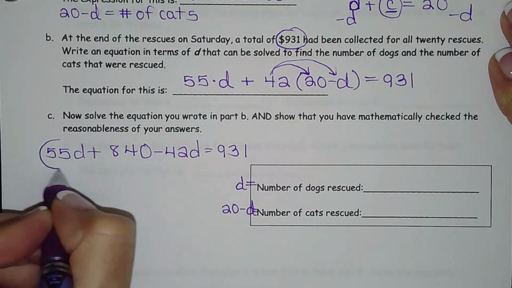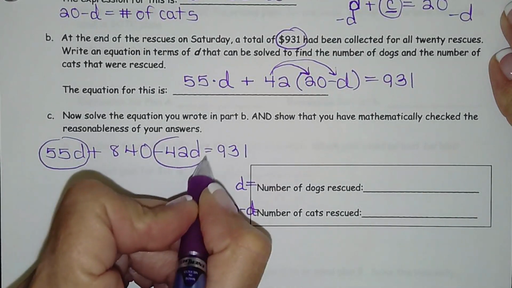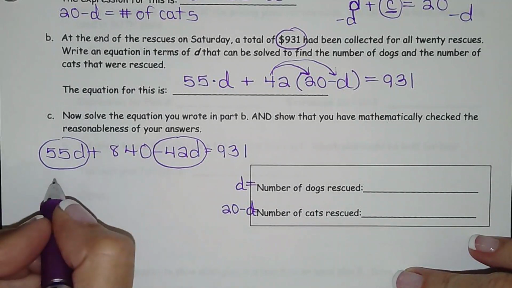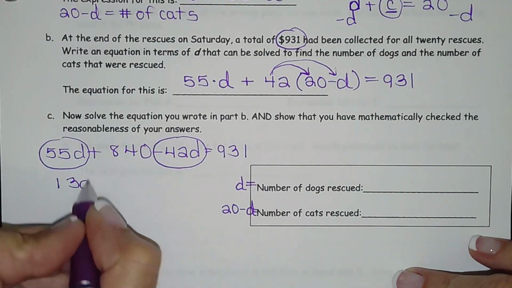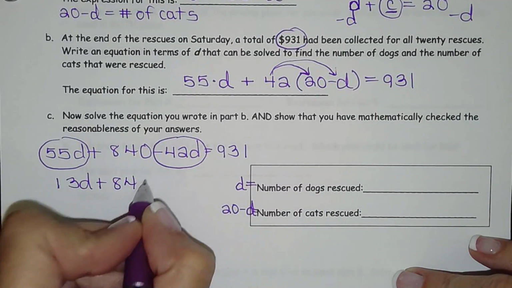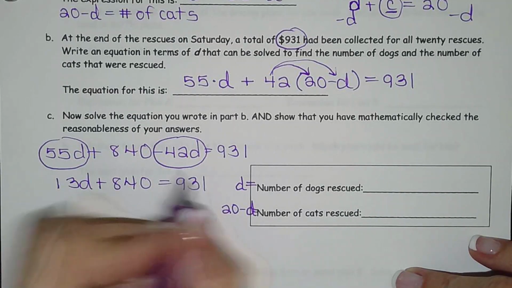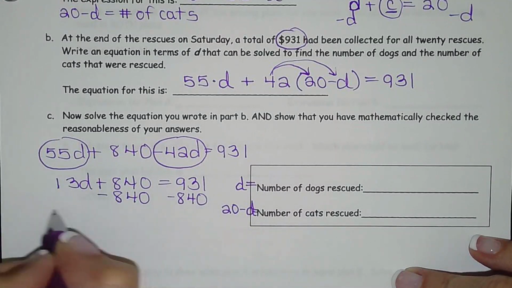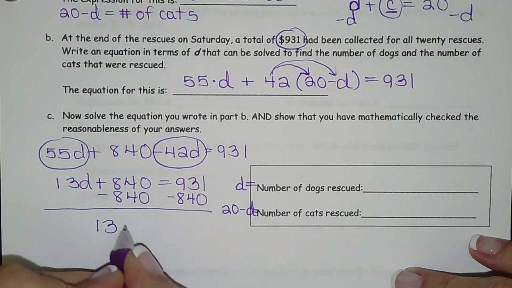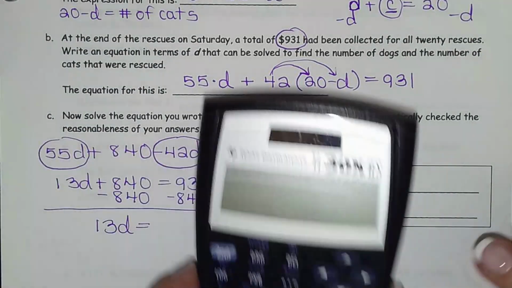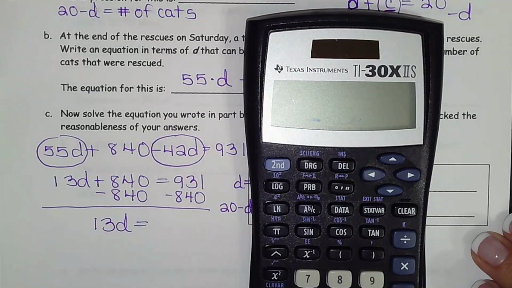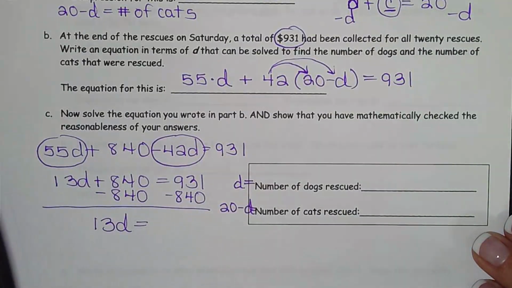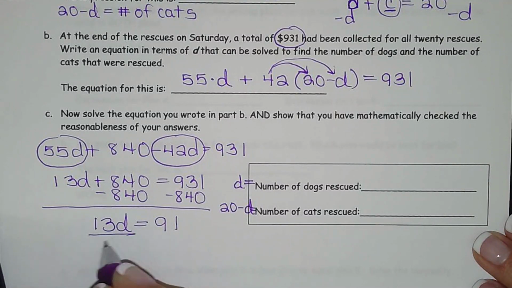So we have some like terms over here. And what's that going to leave us? 13. 5 minus 4 is 1. 5 minus 2 is 3. So 13D plus 840 equals 931. Two-step problem. Bring your constants to the right. And then last, divide by 13. So 931 minus 840. 931 minus 840 is 91. Divide both sides by 13.